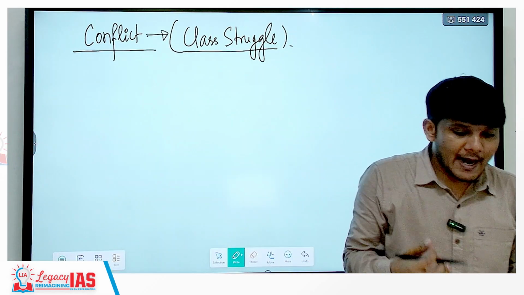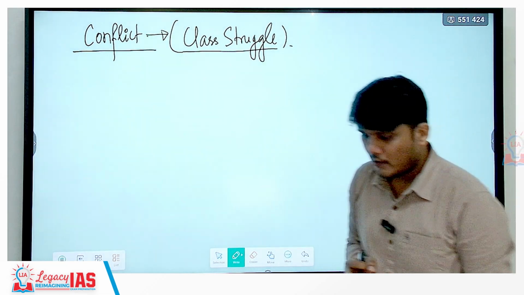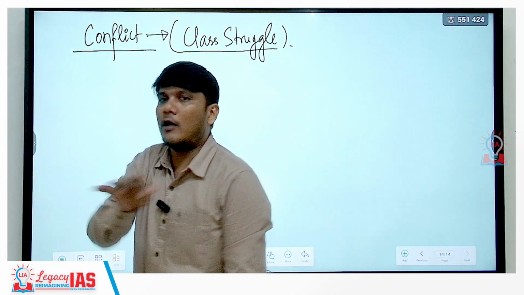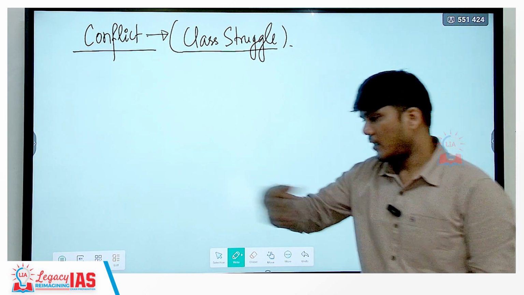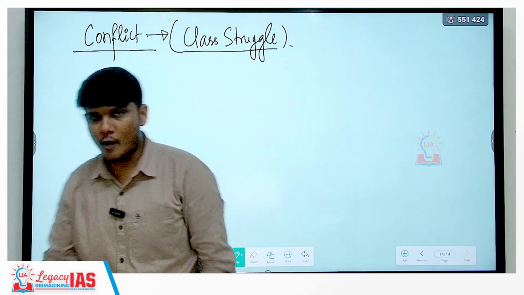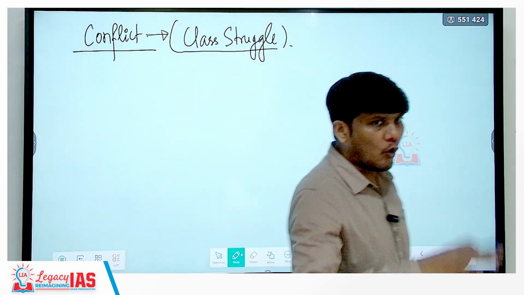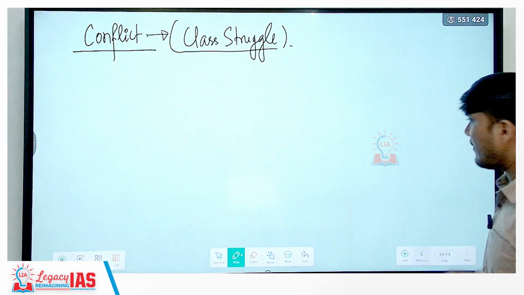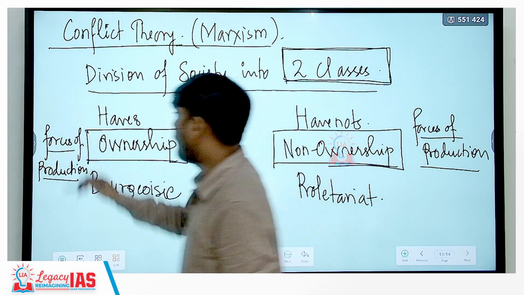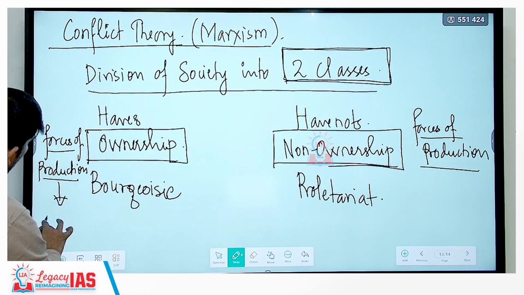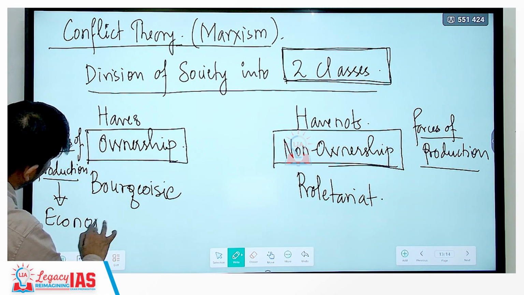Okay. And how would that conflict be? It's a very unequal conflict. See, is it like both the teams have equal power, equal economic capability? No, it's not. And remember, when we are talking about this, it is based on the ownership or non-ownership of forces of production. What factors are they? They are economic factors.